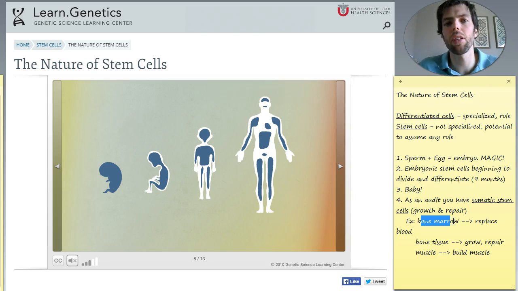Now that you know these general terms, we're going to get into more specific examples of stem cells and talk about why the use of stem cells is both really exciting and controversial. So stay tuned.